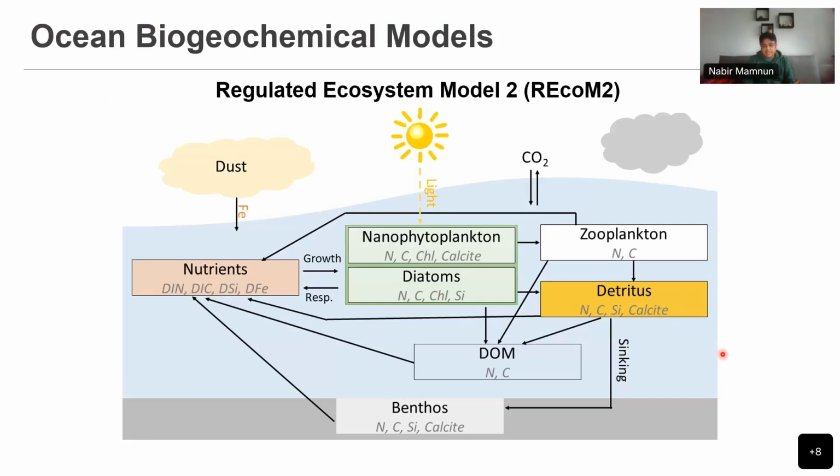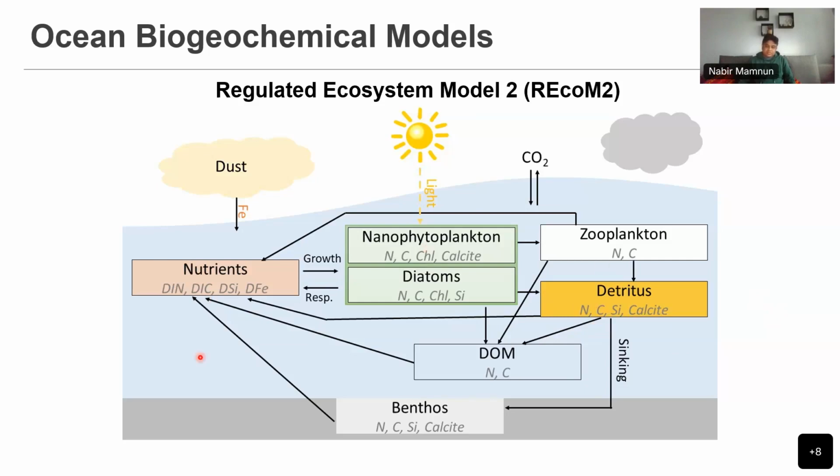So, ocean biogeochemical models are integrated models that describe the transformation of biogeochemical constituents. The biogeochemical constituents usually include phytoplankton, zooplankton, nutrients, trace gases, and also, of course, the carbon cycle.